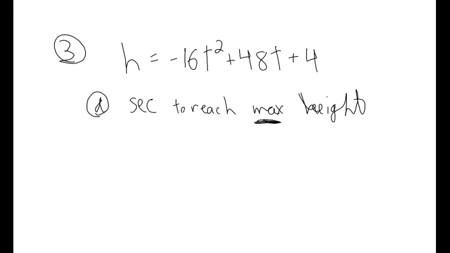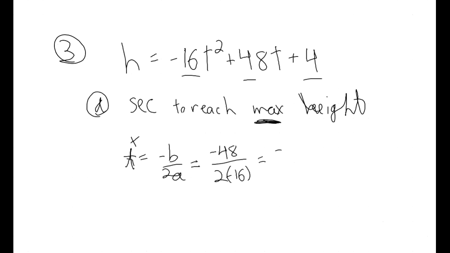So the seconds to reach the max height: it's the x, or you could say t, the time it takes to get there, which is negative b over 2a, our shortcut. Negative b is negative 48, over 2 times a, which is negative 16. The negatives will cancel, so it's negative 48 over negative 32, something like 1.5. Anyway, that'll be a number of seconds.